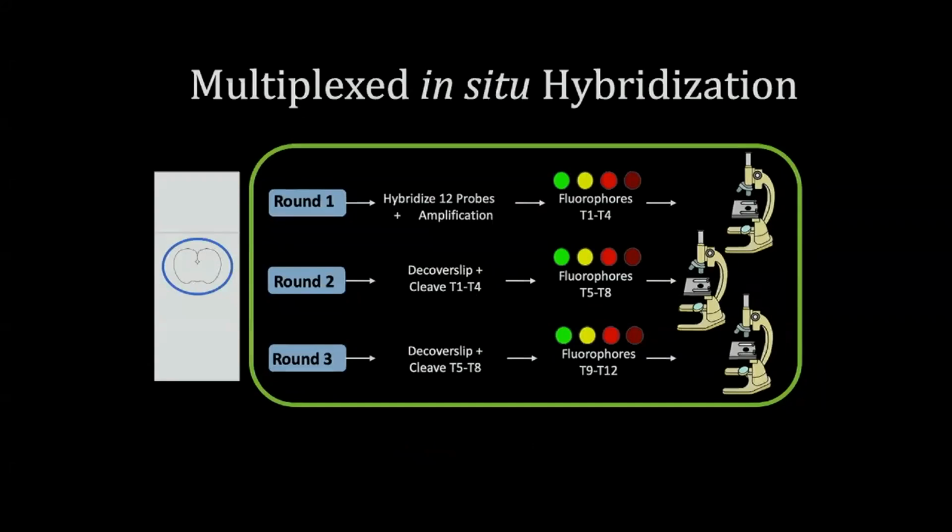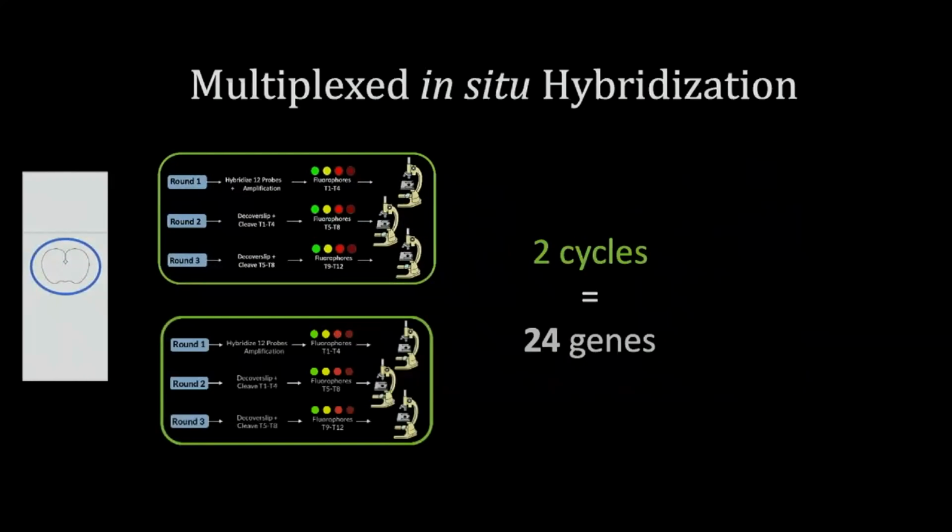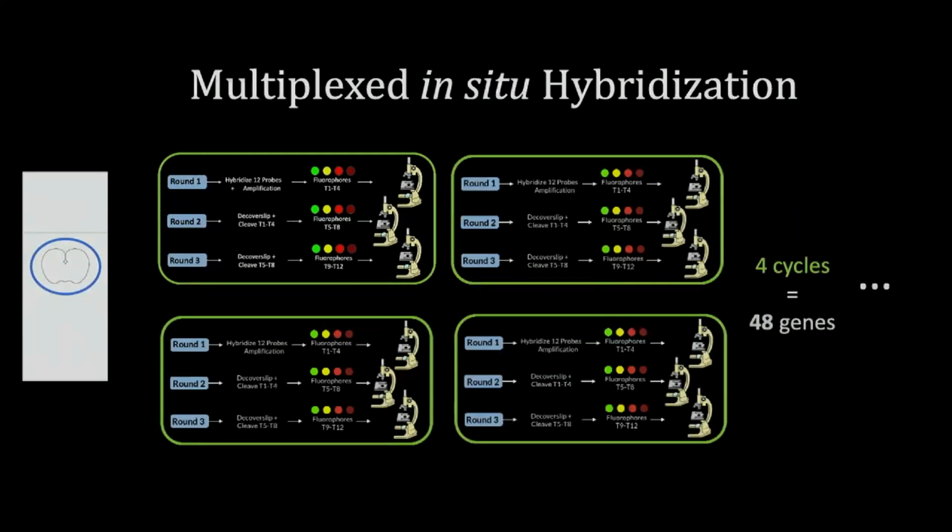Then we can dehybridize all 12 of those probes, add another 12 for 24, 36, 48, et cetera, gene targets within a single tissue section.